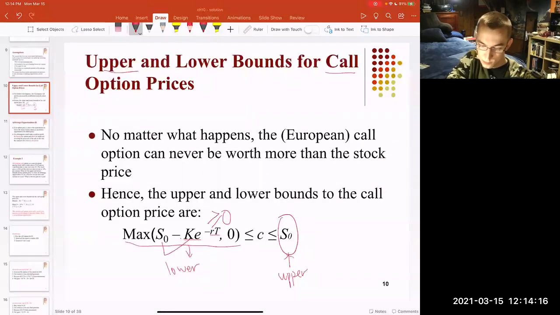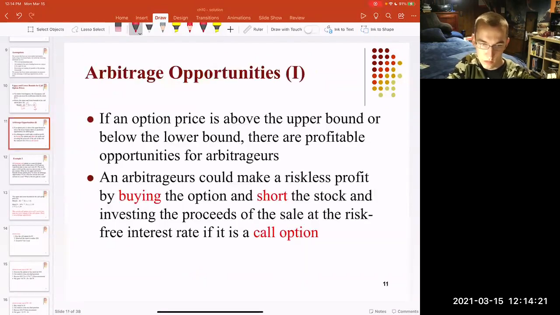Okay, so here we talk about the range, lower bound and upper bound. In theory, the price must be within this range. If the market option price is within this range, there is no arbitrage opportunity. But if the option market price is below the lower bound or higher than the upper bound, then there is an arbitrage opportunity.